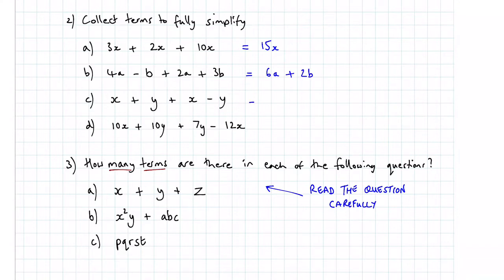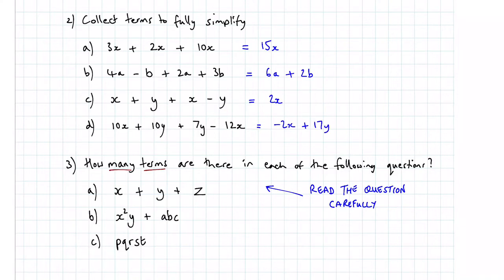Same technique required on this next question. I've got 2 x's if you collect them together, but take care with your y's, because y take away y is nothing, so I don't need to include them in my answer. If you've put 0y, it is correct but unnecessary. Let's collect x's together first on this one. Careful with the signs again. 10x minus 12x is minus 2x, and then 10y plus 7y is plus 17y. That plus sign is essential.